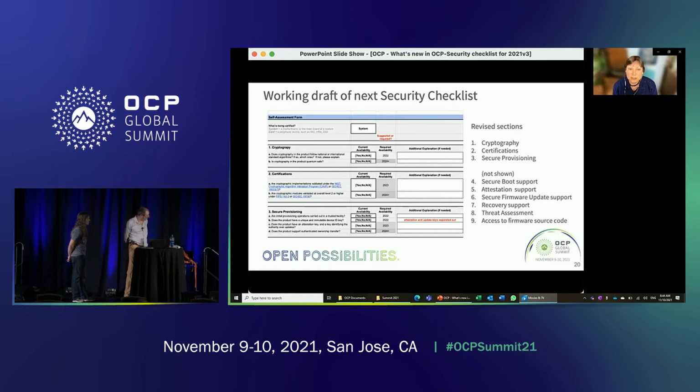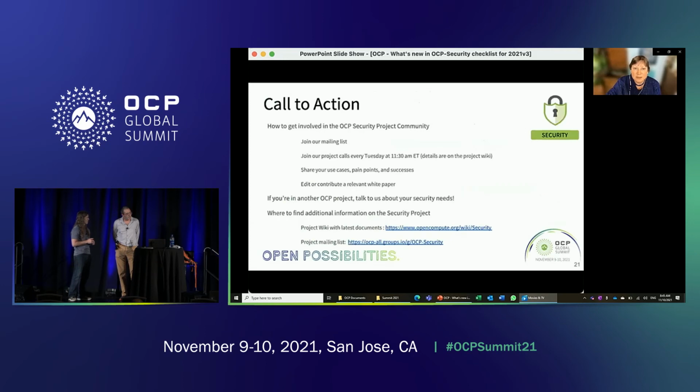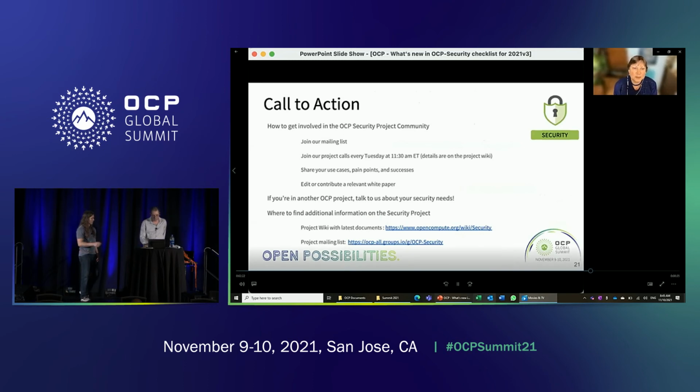We have changed many of the sections as listed here. We still don't know whether these should be suggestions or requirements. And those discussions are taking place in the security project meetings. So if you would like to get involved in working on the next checklist, we would love to have your input too. So here are ways to get involved.